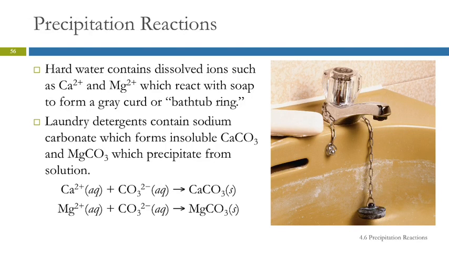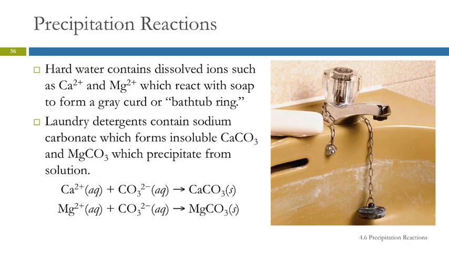Precipitation reactions. So now we've discussed how we can figure out which ionic compounds are soluble or not. Have you ever seen this kind of stuff at your house? This white, scummy stuff? The water around here is fairly hard. And when we say hard water, what we mean is it's got calcium and magnesium ions dissolved in it. It's got a lot of dissolved ions. These calcium and magnesium ions will react with soap and form this gray curdy substance, also known as bathtub ring. That's the ring that gets left on the bathtub.